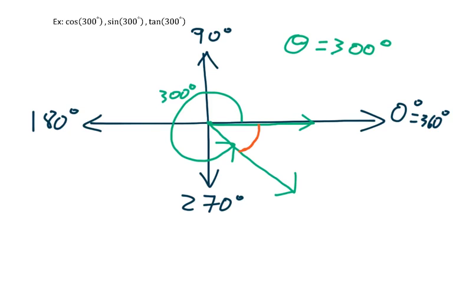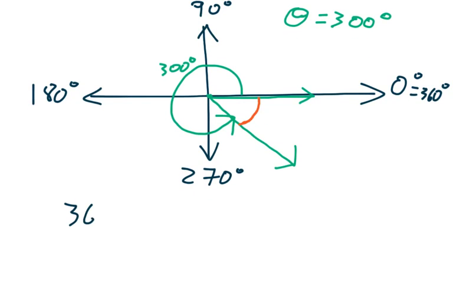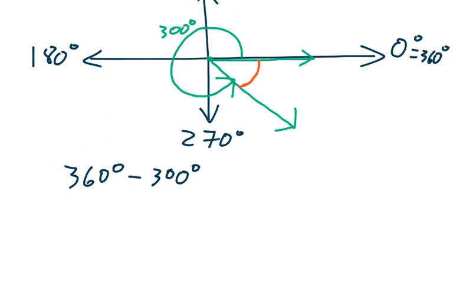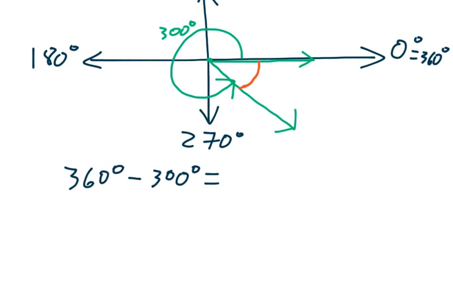Well, we just subtract. So we're going to have then 360 degrees minus 300 degrees. No, excuse me, it's 300. Yeah, that's right. Sorry, I thought it was 330 for some reason. But we're going to get 60 degrees, as we can see. Okay? So that tells us the reference angle is 60 degrees.